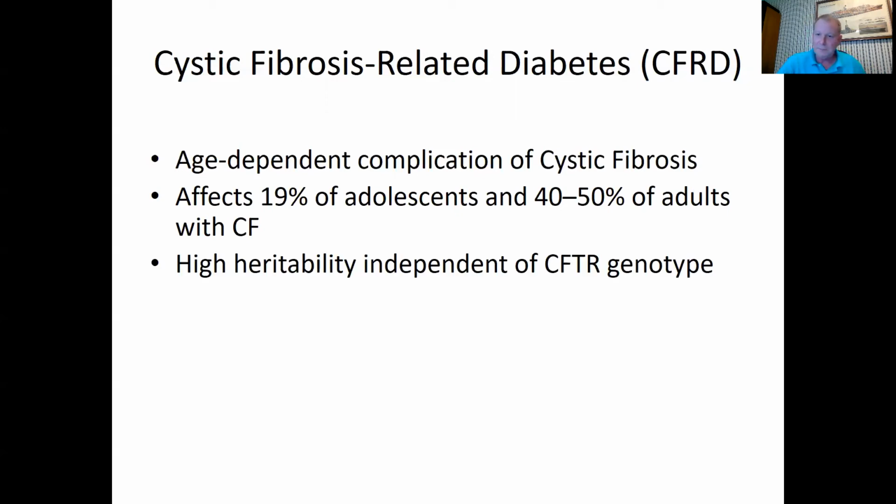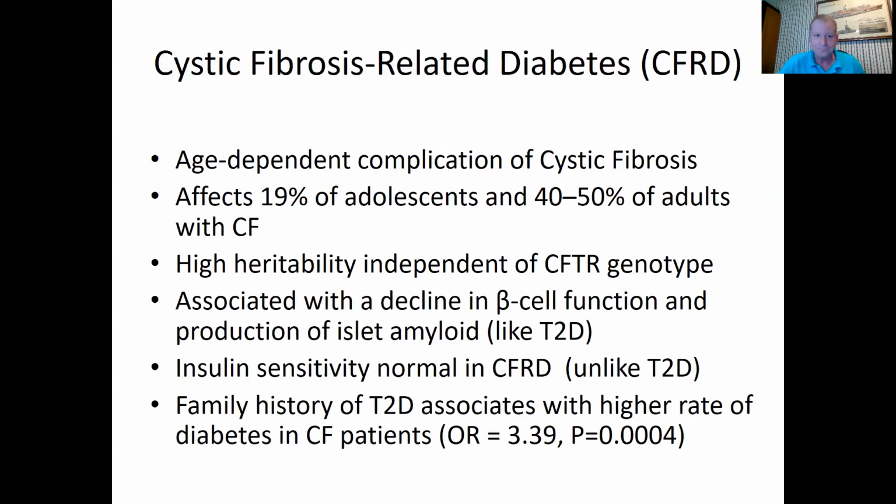There's high heritability, independent of CFTR genotype. So what does that mean? Basically, the genetic modifiers play an important role in whether you get diabetes, and also, quite importantly, the age at which you get diabetes.